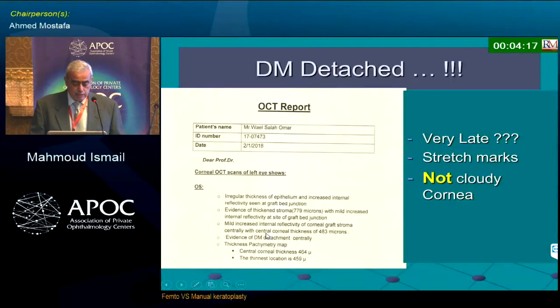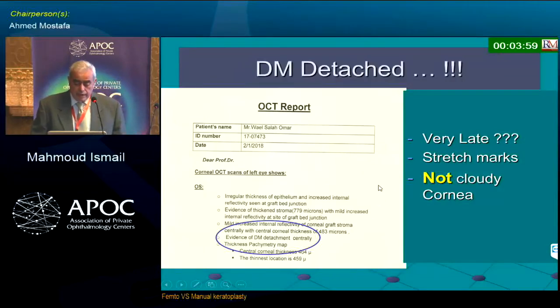Here it's more clear, the report. Yes, this is a stretch mark, and the stretch mark does not give cloudy vision like this. And the cloudy vision does not correspond to a cloudy cornea. The cornea is not cloudy. This is cloudy vision only.